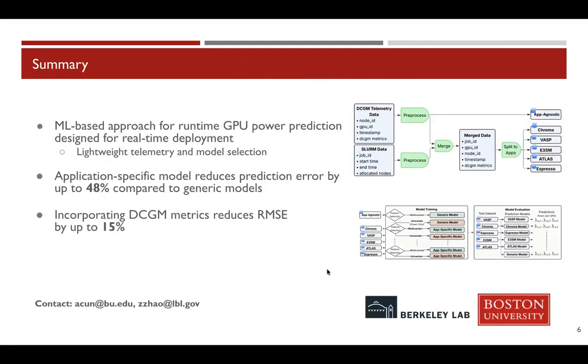To summarize, we propose a machine learning-based approach for runtime GPU power prediction designed with real-time deployment in mind. We are using lightweight telemetry data with DCGM, and we have a lightweight model selection with LSTMs. Our application-specific model training approach reduces the prediction error by up to 48% compared to the generic models. And we see that incorporating DCGM metrics reduces root mean square error by up to 15% compared to the models that use only historical power consumption.